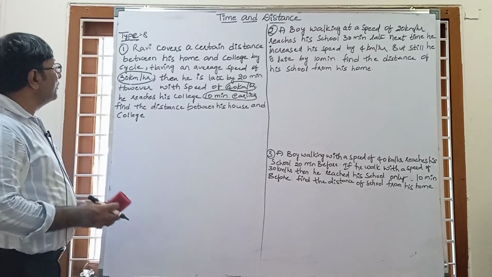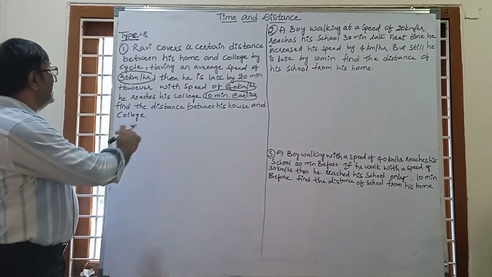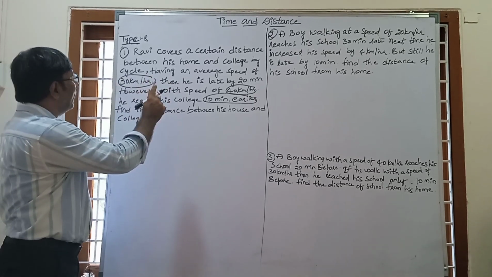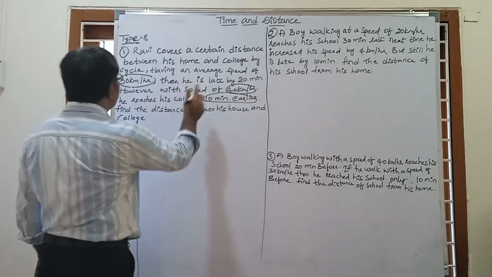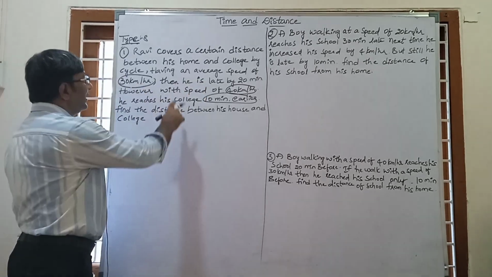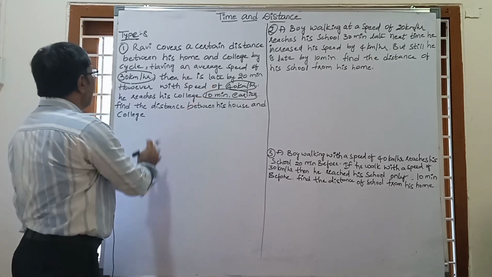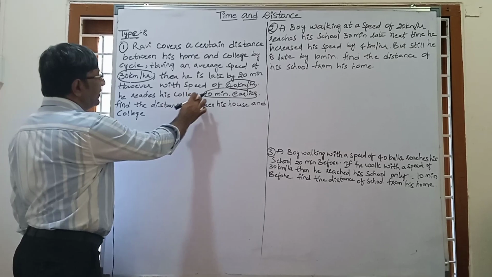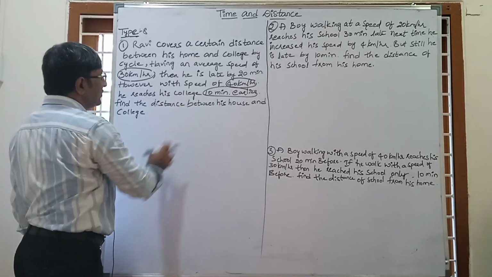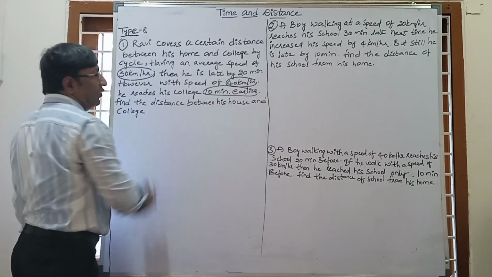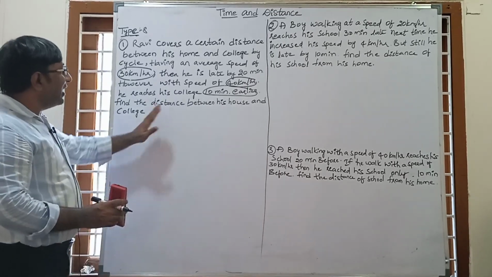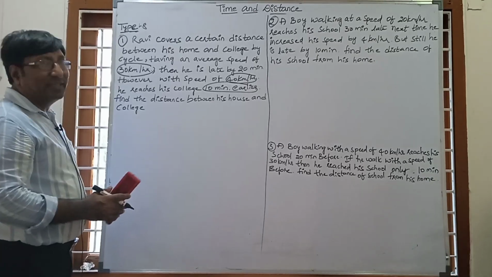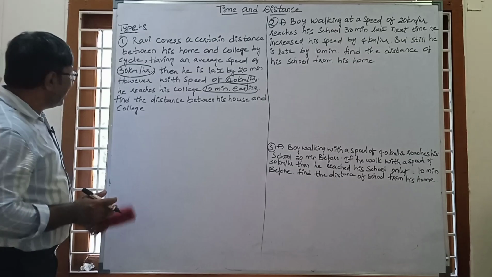In type 8 question, see, what is the question? Ravi covers a certain distance between his home and college by a cycle having an average speed of 30 km per hour. Then he is late by 20 minutes. However, with a speed of 40 km per hour, he reaches his school 10 minutes earlier. Then find the distance between his house and college. This type of question is generally asked in interviews, placement or other competitive exams. So for this type of question, there is a simple trick.